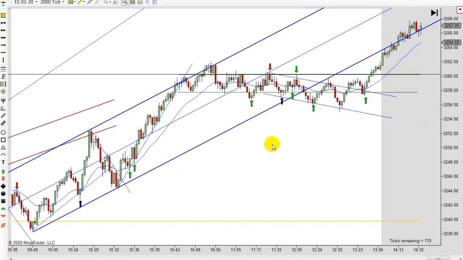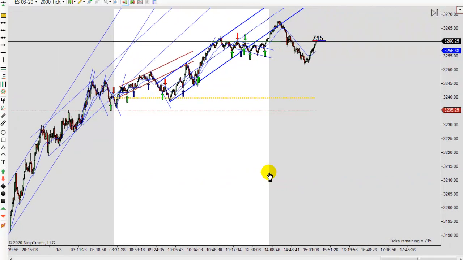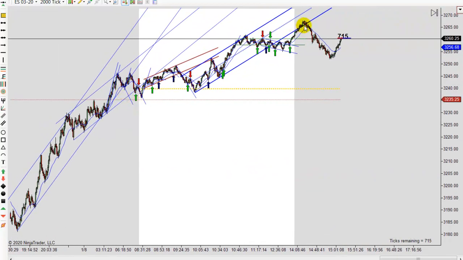Interesting day. Even though it looks like a huge day, if you just look at the regular trading hours here, I mean, it's still a nice move up, don't get me wrong, but it's nothing like this 100-point move from the overnight that it looks to be.